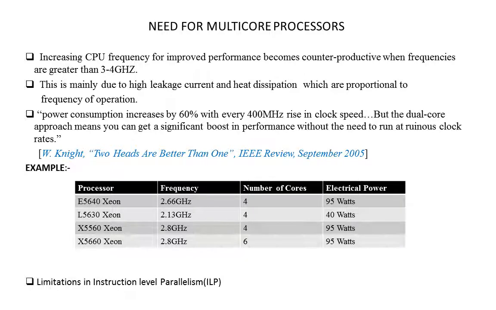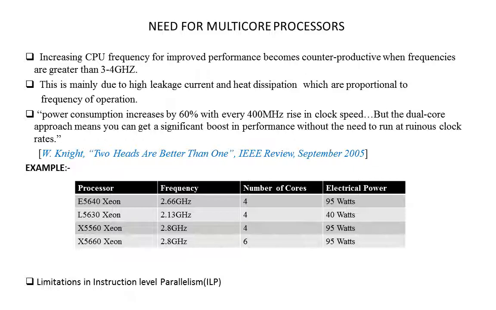I will now explain why the industry has started to move towards multi-core processors. As the CPU speeds rose to 3 to 4 GHz, the amount of power required to go faster has started to become prohibitive. The primary reason being factors such as heat dissipation and leakage current. It was noted in an IEEE review that power consumption increases by 60% with every 4 MHz rise in clock speed. But using the dual core approach, you can get a significant boost in performance without the need to run the clock at higher frequencies.